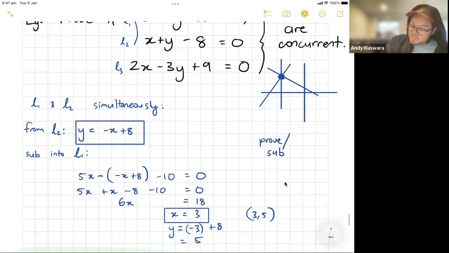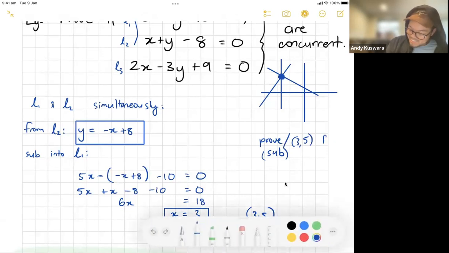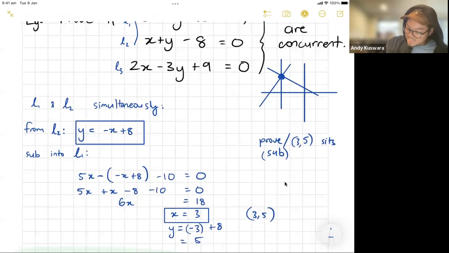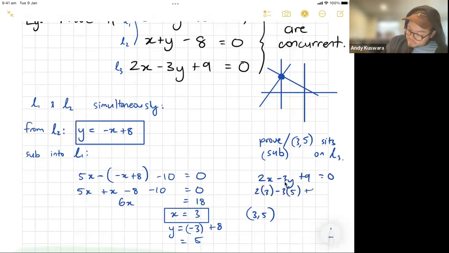The way that it works is it's a proof, but we do that by substitution. Prove that (3, 5) sits on line 3. Okay, so that means 2x minus 3y plus 9 equals 0. Let's replace x with 3. Let's replace y with 5.